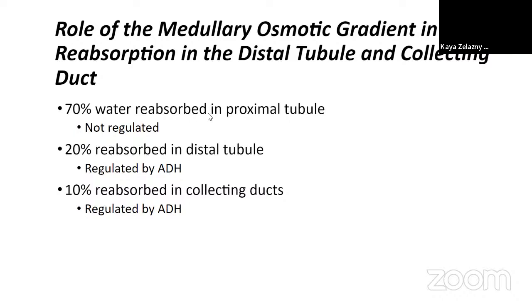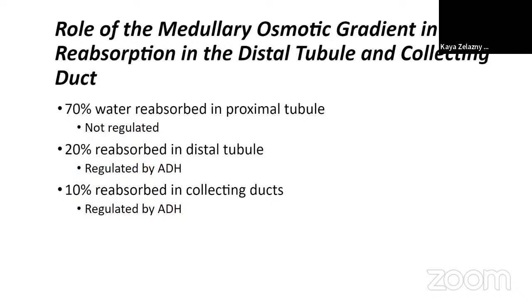We mentioned that this isn't a regulated process. We didn't see any hormones coming in and turning receptors on and off. This is just happening all the time, because of this movement of the ions. It's not really a toggle switch, it's just bulk reabsorption. Now that we're moving on to what's going on in the distal tubule and the collecting ducts, we're going to see that this reabsorption is regulated. So we can control how much water gets reabsorbed in the distal tubule and in the collecting duct.